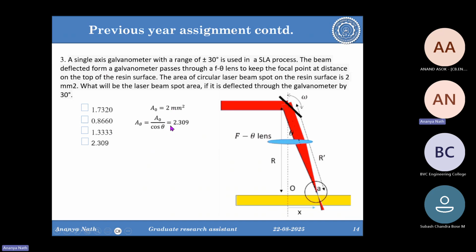So this is the formula. If it's normally incident, then it's A0, that is 2 mm square. But if it's deflecting through the F theta lens, then it will increase its area a little bit because of the deflection, and it will go like the area by cos theta. So theta is 30 degree, and this is your answer. Get it?